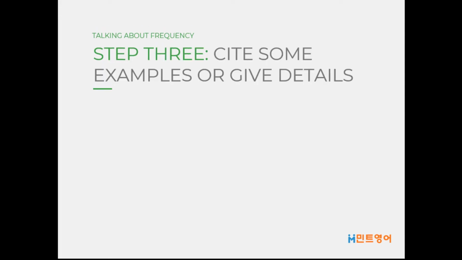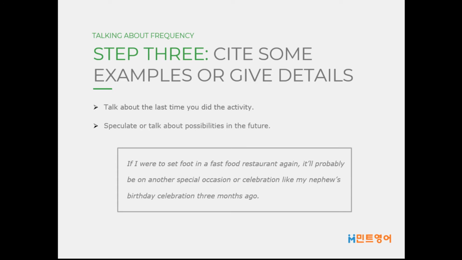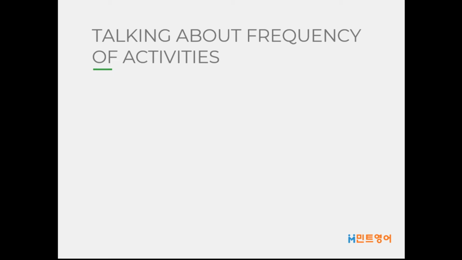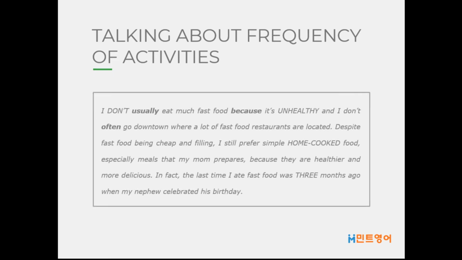If you think you have given enough information in step 2, you may skip this step. But if you have given a short answer, it will be necessary to do step 3. One way to give an example is to talk about the last time you did an activity. You can also speculate or talk about possibilities in the future in this part. Here is an example. When these steps are put together, the answer will look like this.